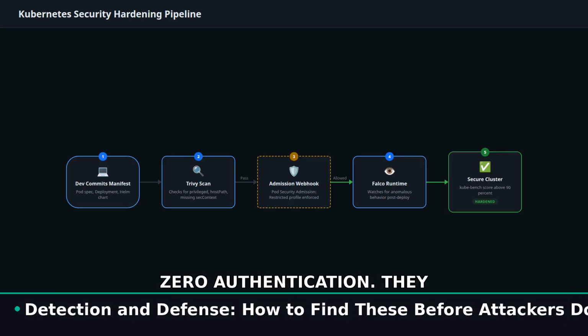Use Trivy in your CI pipeline. Every pull request that touches a manifest gets scanned. Privileged containers get blocked before they ever reach production. Shift security left. Don't wait for runtime.